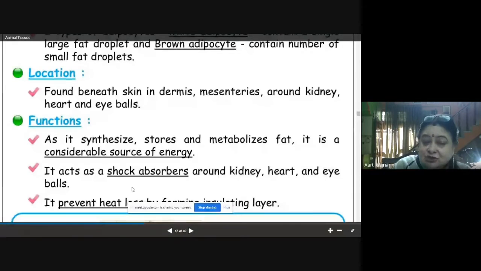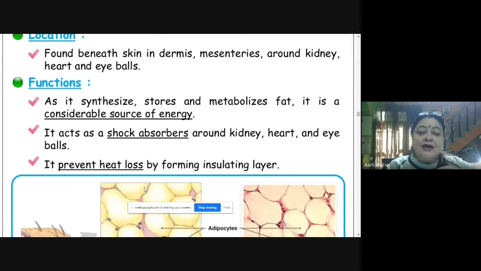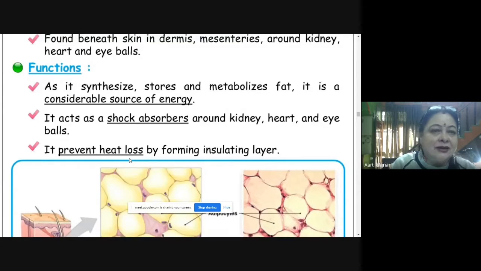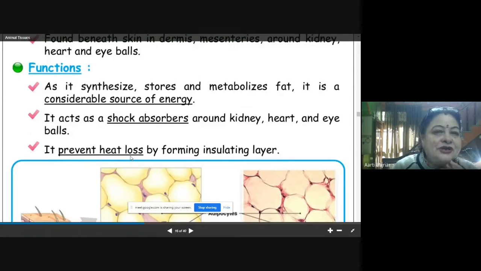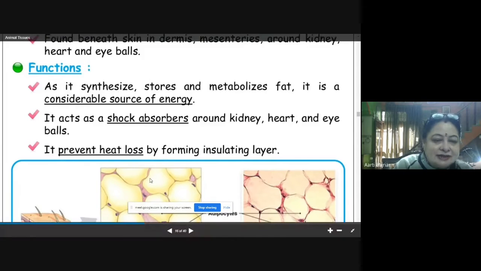It acts as a shock absorber. Naturally, when there is a cushion of fat, it acts as a shock absorber around kidney, heart and eyeball. And it prevents heat loss by forming an insulating layer. The insulating layer is formed, it's like a thermos, so it will not let the heat go out of the body.